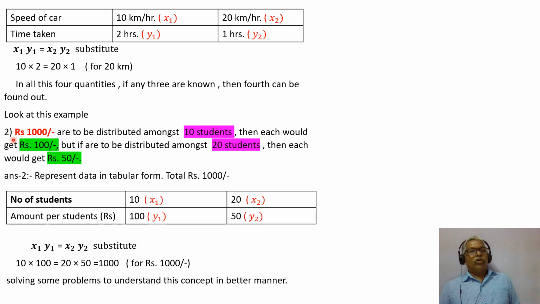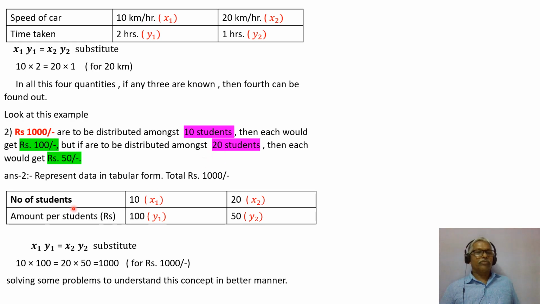So this is the second example. Read it. Rupees 1000 are to be distributed amongst 10 students. Then each would get rupees 100. But if it is to be distributed amongst 20 students, then each will get 50. So, represent this in tabular form. Rupees 1000 is constant. In inverse proportion, there is something constant. In the above example, the distance was constant. Here the money is constant.